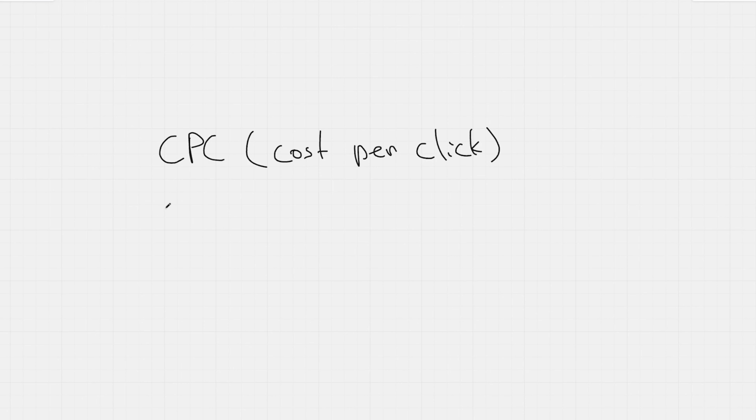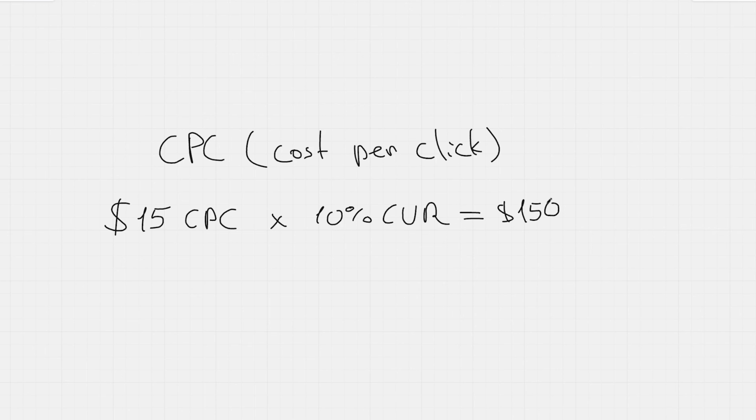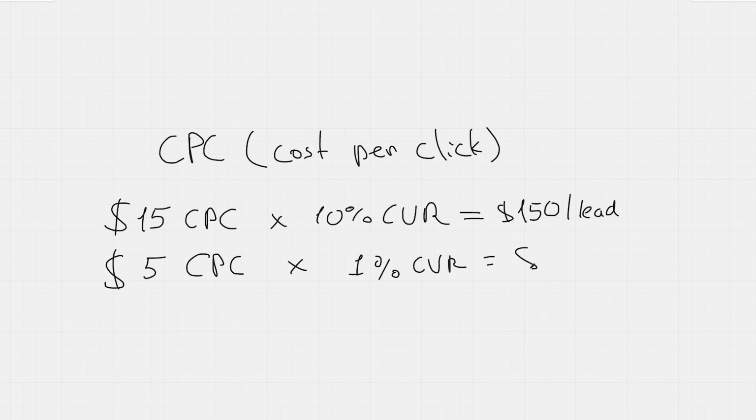But what I want to mention here is that high cost per click is not necessarily bad, because let's look at the math. Let's say your cost per click is $15 and you have a 10% conversion rate, which gives you $150 per lead. But now, if we have a $5 cost per click and our conversion rate sucks, here we'll pay $500 per lead. So this tells you cost per click doesn't really matter as long as your conversion rate is good. But if your conversion rate is bad, it means that everything sucks.